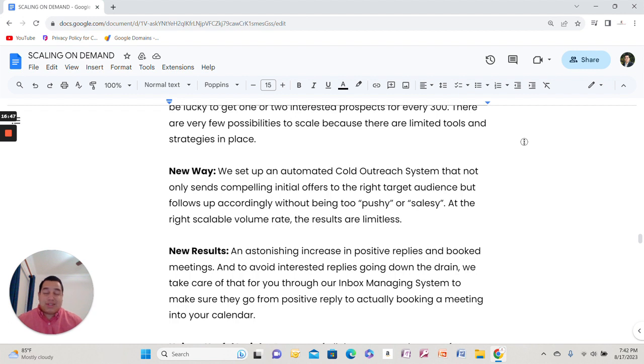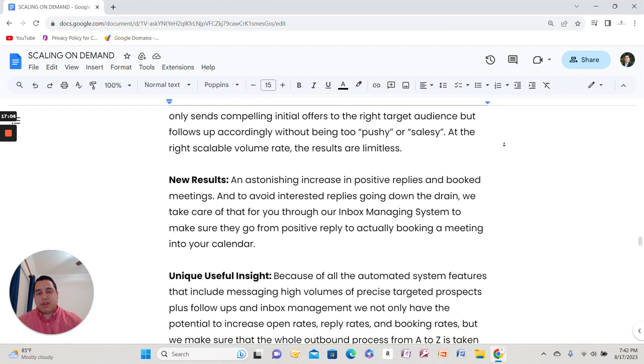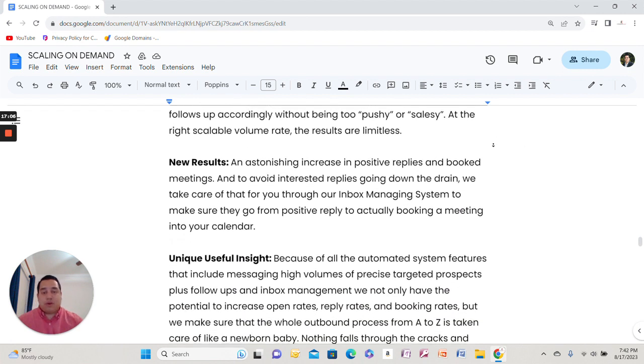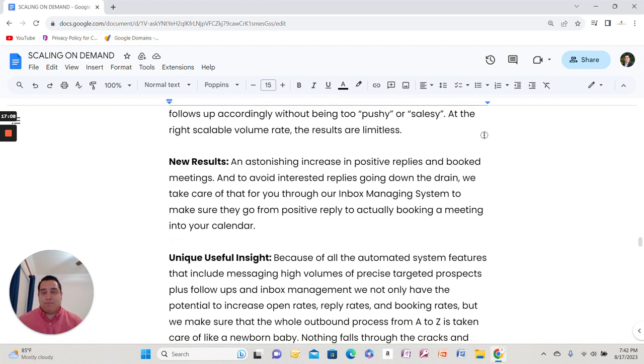So at the right scalable volume rate, the results are actually very limitless. You can really see great results with this system if done correctly. So like I said, what's the result? You're going to end up with a bunch of positive replies and booked meetings.